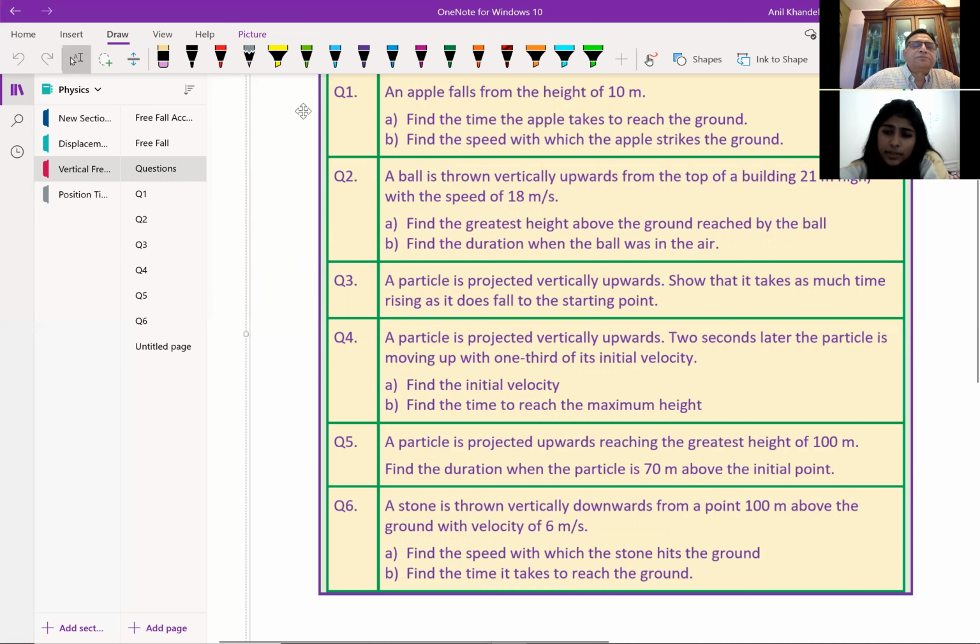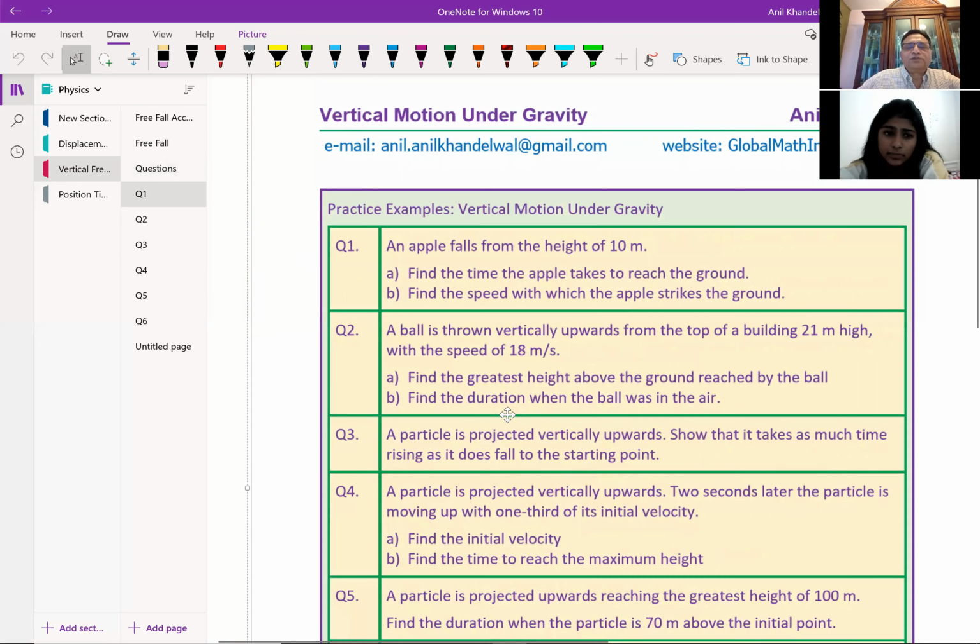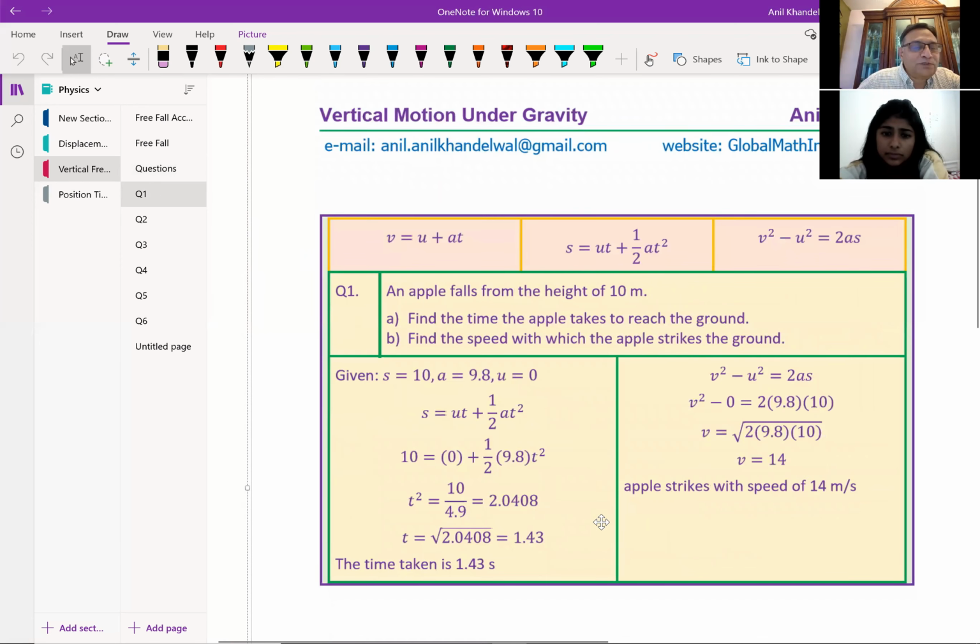All right. We'll now see how we use these three formulas, which are V equals U plus AT, S equals UT plus half AT squared, and V squared minus U squared equals 2AS, to solve all these questions. The idea here is whenever a question is given to you, identify what is given and what you need to find. Based on what is given, select your formula, and then solve it. Simple as that.